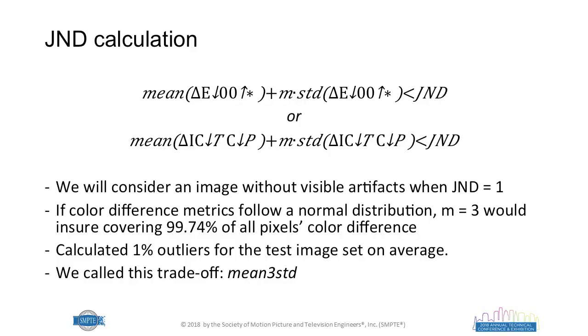So, J&D calculation. If we were to use the mean of all of these delta E or delta ICTCP, then it means that basically half of the image would be above that, and that would not be acceptable. However, if we use the max of those delta ICTCP or delta E, it means that you only consider the pixel in all the image that has the worst, the highest error. And that would be a little overkill too. So we observed the distribution of the error. We found that it looked pretty close to a normal distribution. We picked M equal 3, which ensured that you should cover 99.74% of all your values. And we actually measured that on all our images, and it was roughly about 1%. So we decided to accept that 1% of the pixels will be outside our calculation, considered outliers. And we call this trade-off mean plus 3 STD, standard deviation.